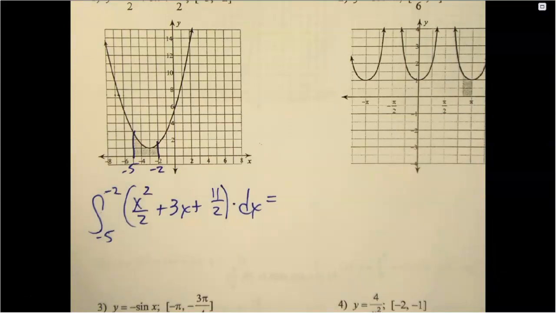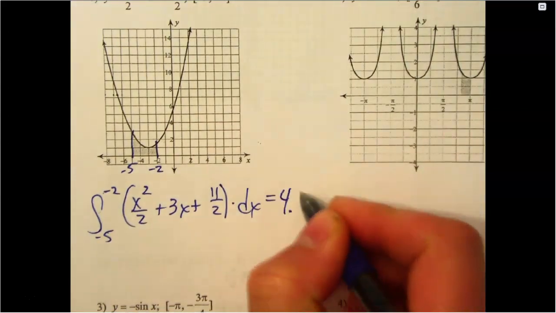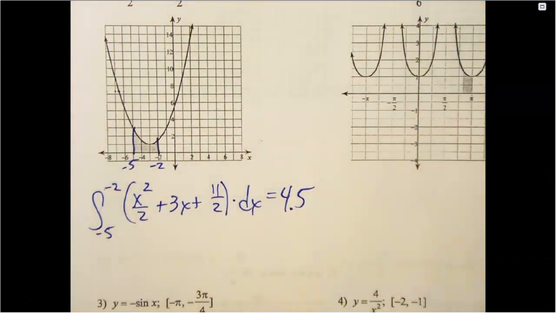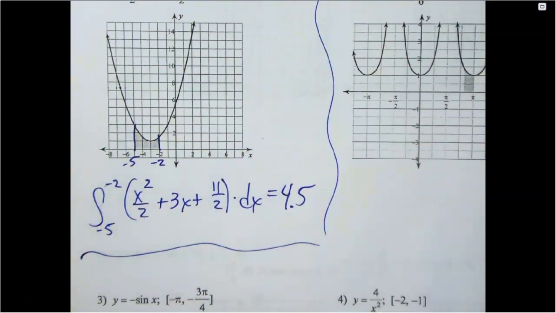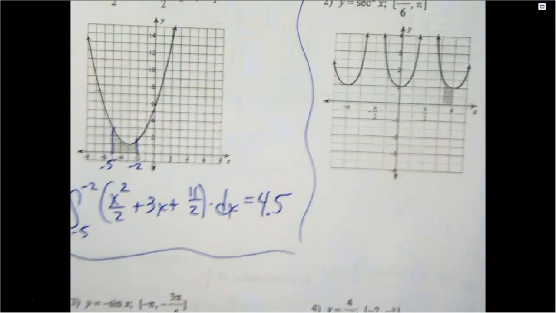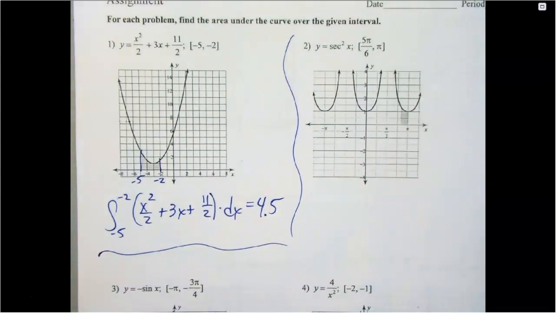If you forgot to put the parentheses, it won't matter in the calculator. So I got 4.5. You guys get that?